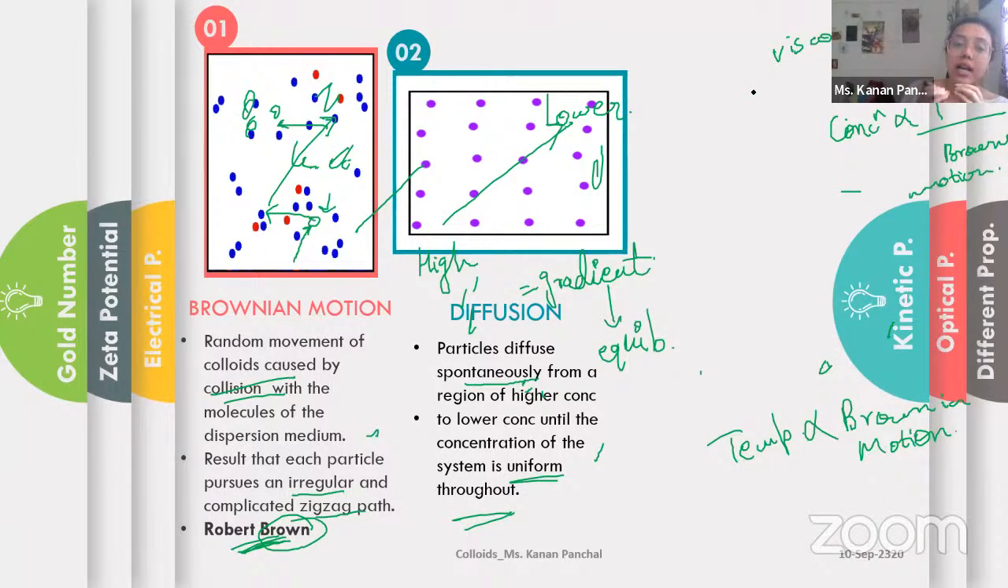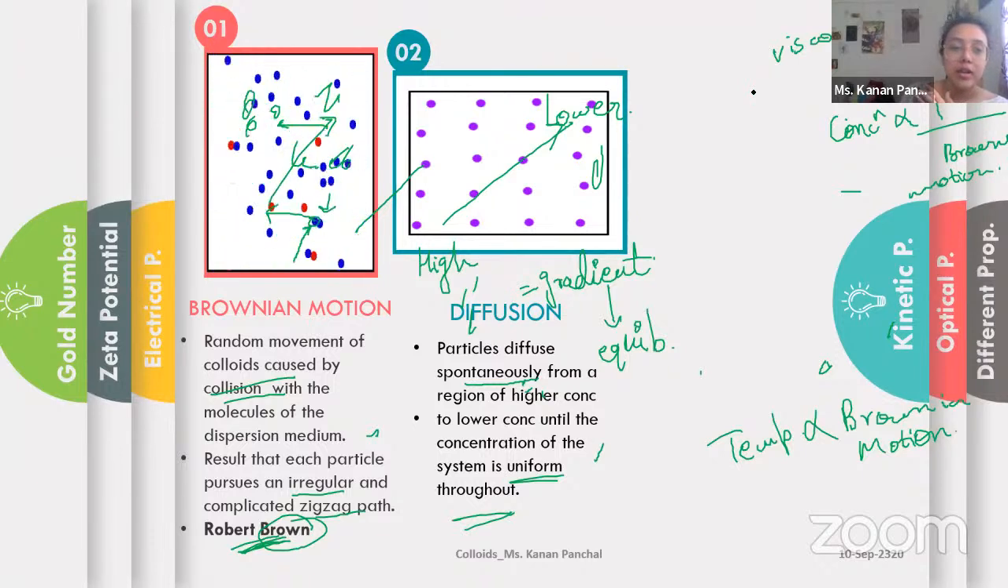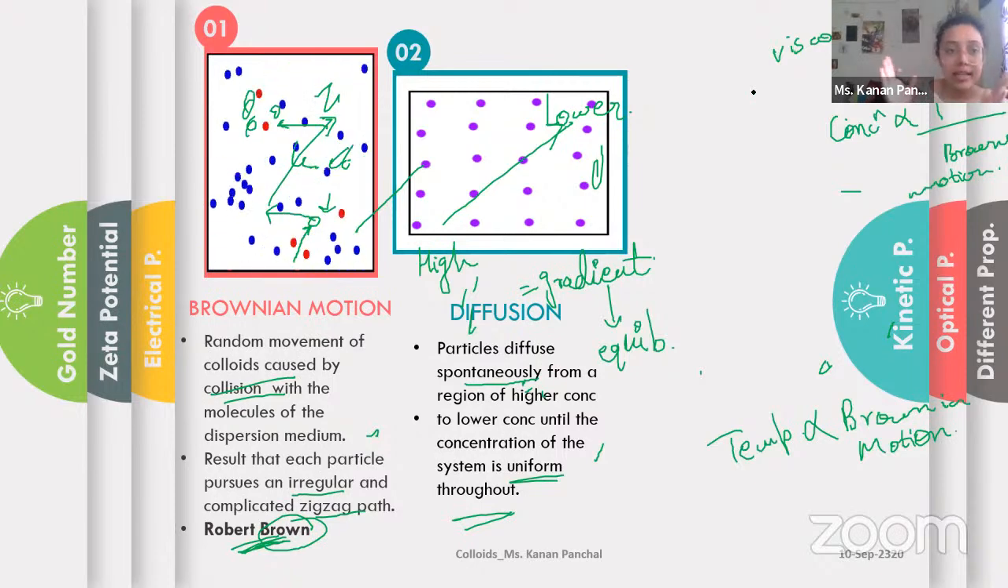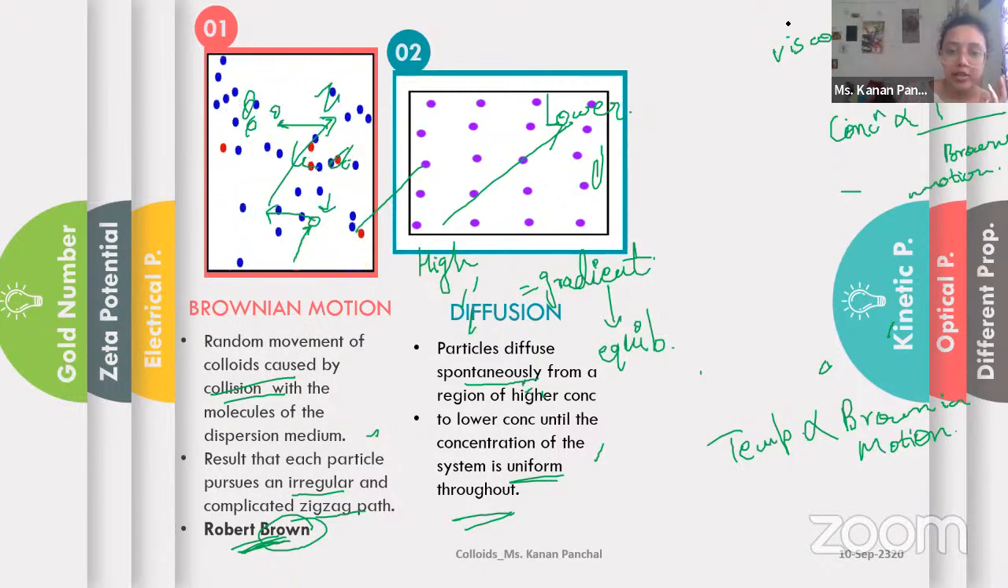In diffusion, what is it? Movement from higher concentration to lower concentration. That is the gradient. There must be a concentration gradient.